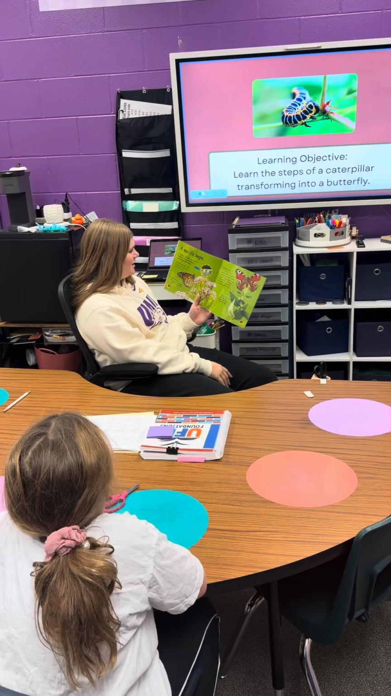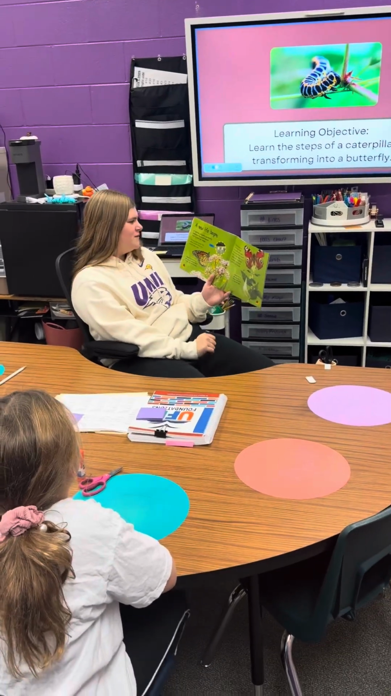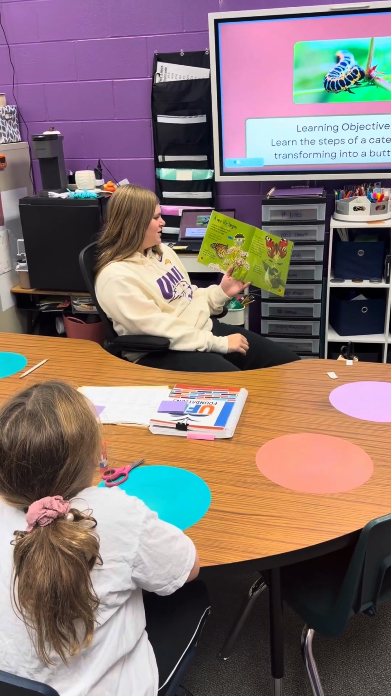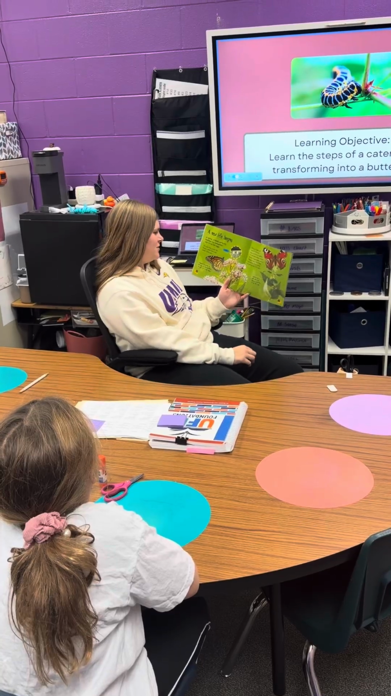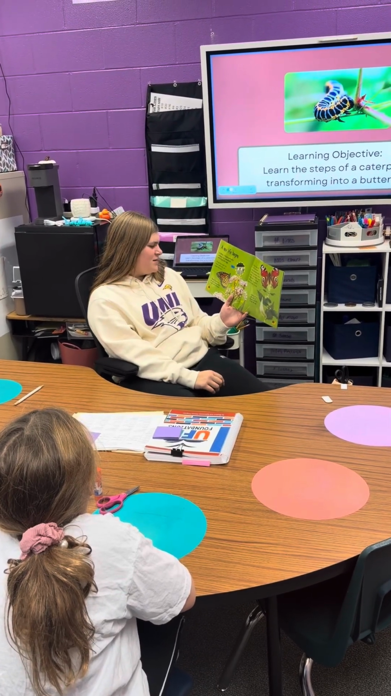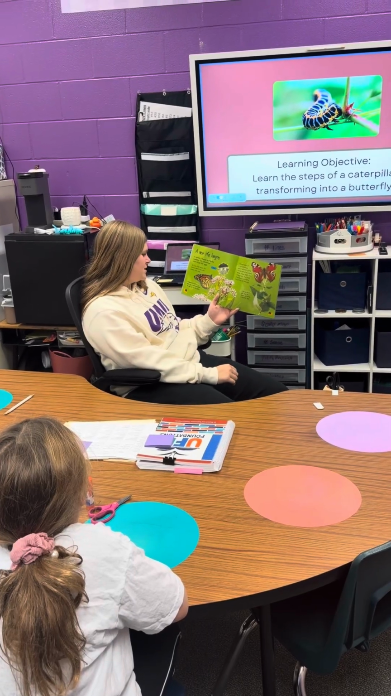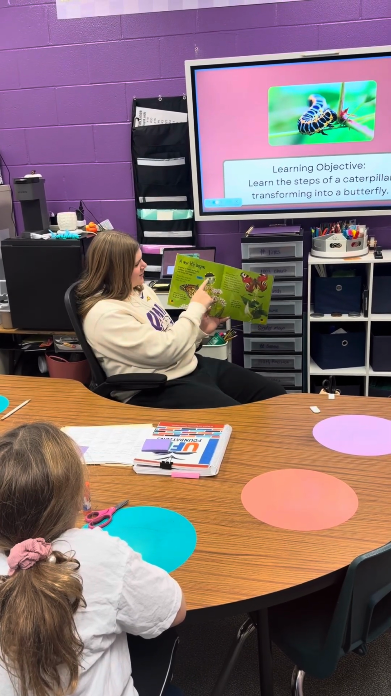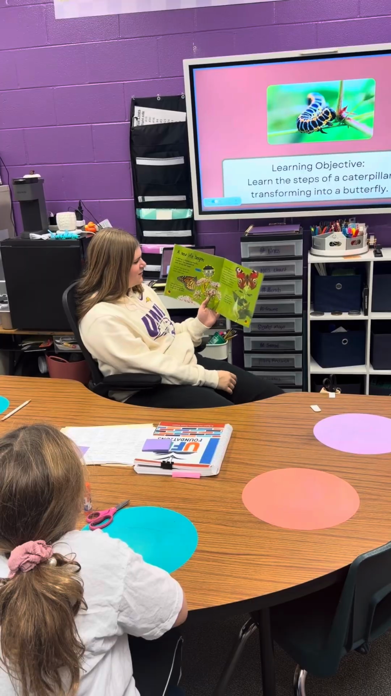A new life begins. In spring, a female butterfly searches for somewhere safe to lay her eggs. She lays them under the leaves where they are hidden from view. Monarch butterflies lay their eggs on milkweed plants. The eggs stick to the leaves. So like there, it's sticking to the leaf.